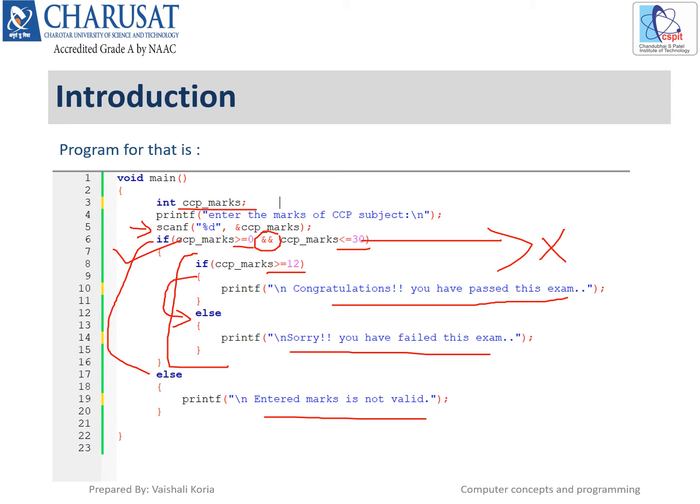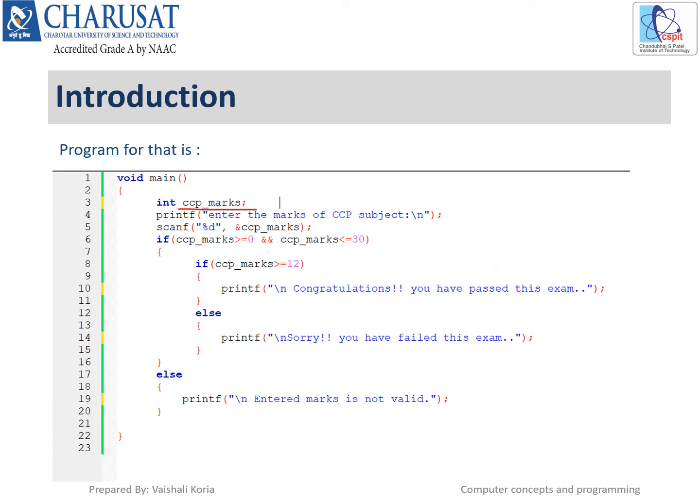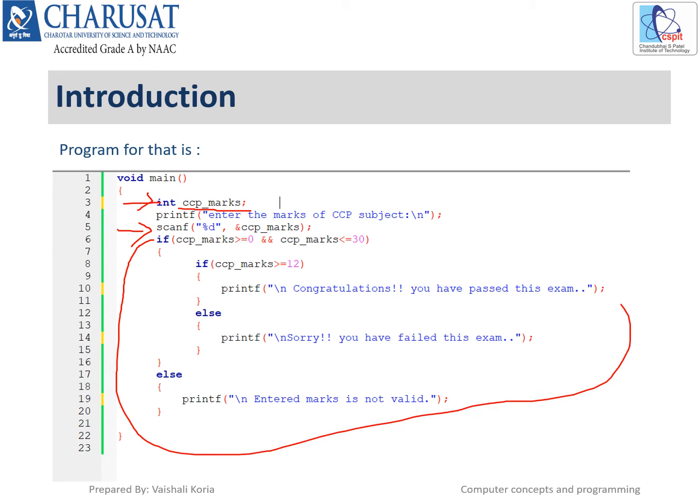But now think that if I want to execute the same scenario for more than one student, then what changes do I have to make in this program? First thing, I have to take 5 variables. Suppose I want to execute the program for 5 students, then I have to take 5 variables. I have to scan 5 values, and this entire scenario should be implemented for 5 students, because here we have checked only for 1 marks.